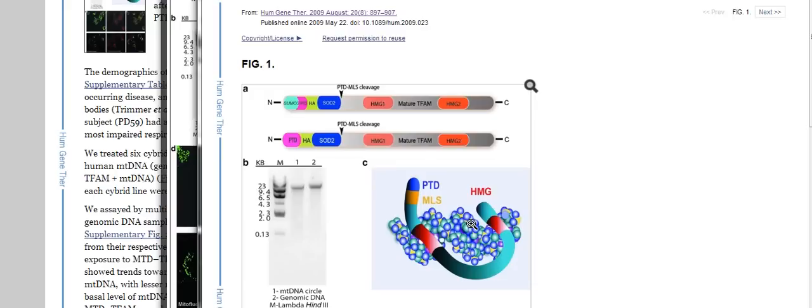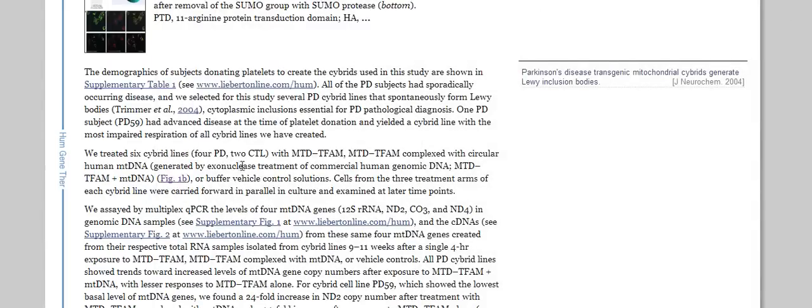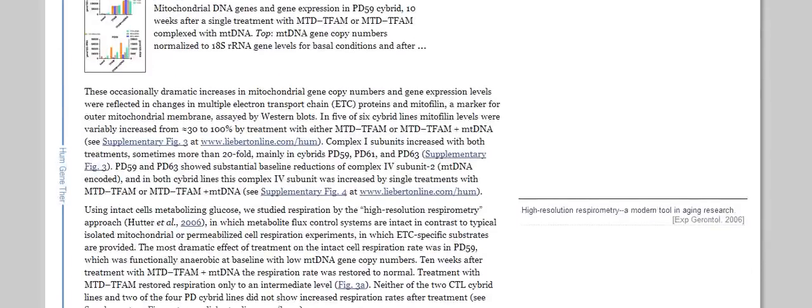What they did is they took messed up mitochondria genes that weren't undergoing oxidative phosphorylation, and treated them with this stuff. Some of them were successful and some of them weren't, but some were incredibly successful. One culture on here is called PD59. After 10 weeks of this treatment, in the beginning it was completely anaerobic. There's no oxidative phosphorylation at all. Let me see if I can find that on here so you can look at it yourself. PD59.